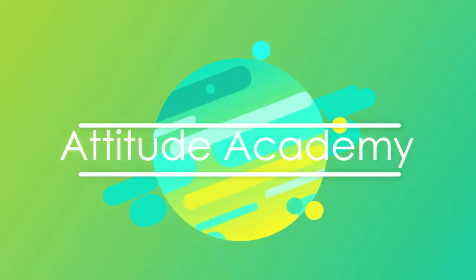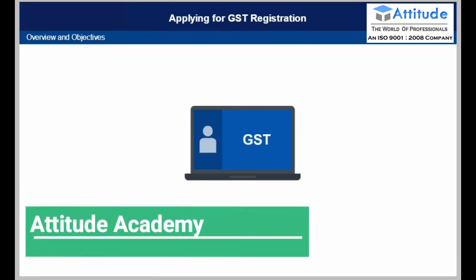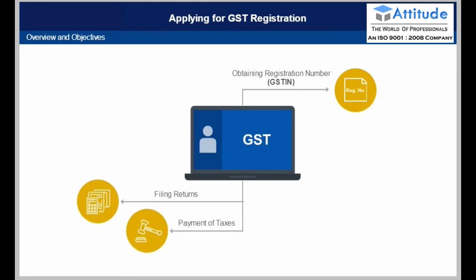I am Turavedar. Today we are discussing how to apply. Registration of a business with GST involves obtaining a registration number, that is GSTIN, from the tax department. The GSTIN allows a taxpayer to file returns and pay taxes in compliance with tax laws. This course will introduce you to the step-by-step process of registering with GST. Let's get started.